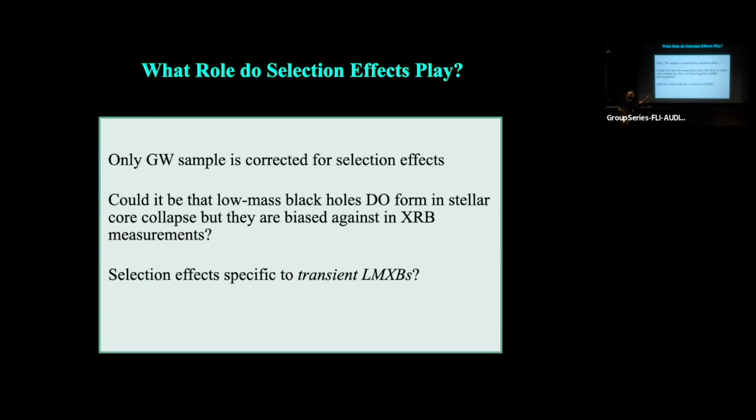So could it be that low mass black holes do form in nature and do form in potential X-ray binaries, but our observations are biased against them because we have a very particular way of how we measure black hole masses in X-ray binaries? They have to be transient, they have to go up, and then they have to go down in X-rays, and then we can measure the black hole mass. So that was our hypothesis.